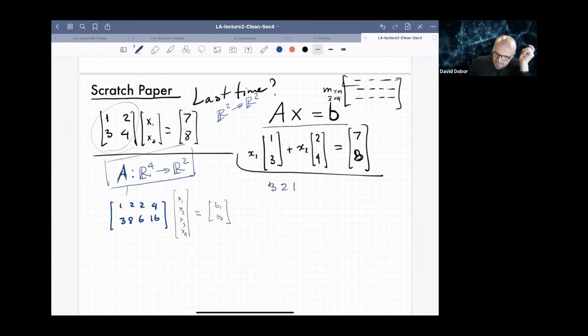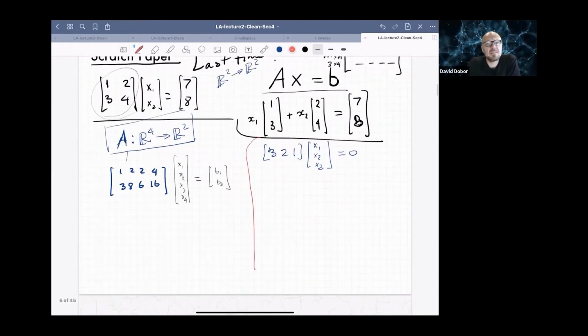3, 2, 1 multiplied by some vector equals a 0 vector. Okay, so let's have this aside, and I will erase this later. This is my matrix A, which is a 1x3 matrix, essentially. It's applied to 3-dimensional vectors and outcomes 1-dimensional vectors.